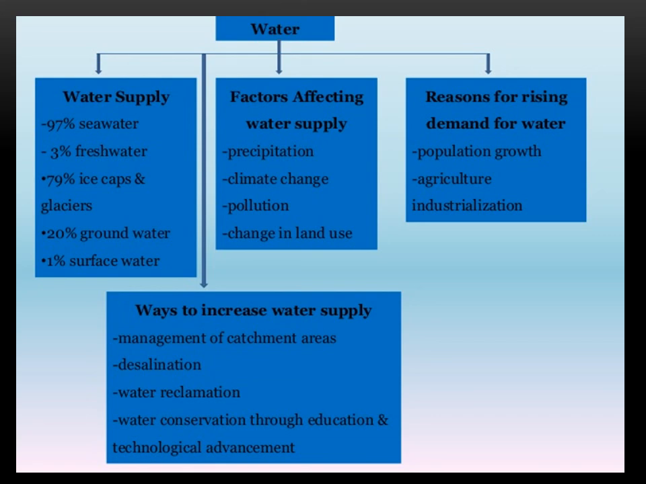And there were some factors affecting the supply of clean fresh water: precipitation, rainfall, climate change, pollution, and change in land use. And the reason for rising demand for water is rising population growth. With this population growth, we need more agriculture, and obviously we are going towards technology, so that is industrialization. And then the ways to increase water supply: management of catchment areas, desalination, which is the removal of salt from seawater, water reclamation, the recycling or reuse of water, and water conservation through education and technological advancement.